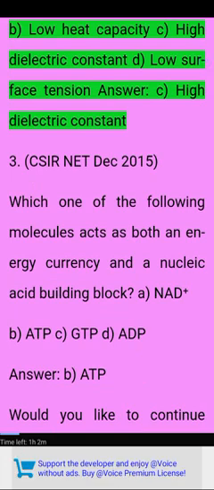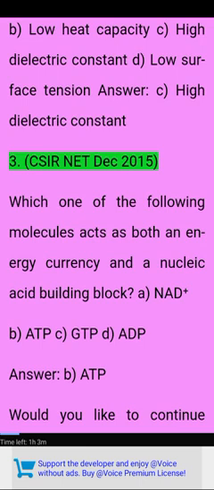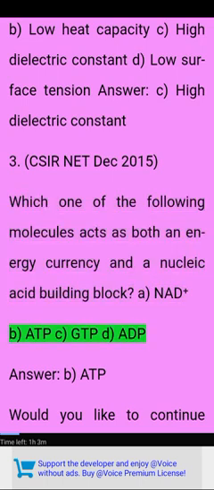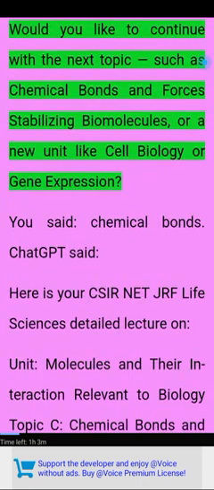3. CSIR NET December 2015. Which one of the following molecules acts as both an energy currency and a nucleic acid building block? A. NAD. B. ATP. C. GTP. D. ADP. Answer: B. ATP.